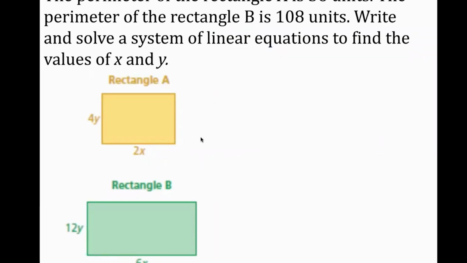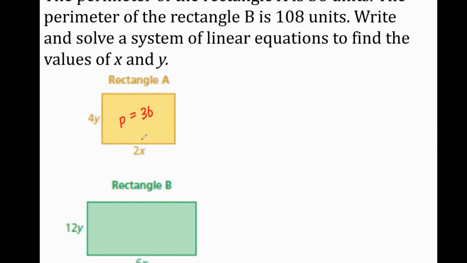Here we have another problem. We have that the perimeter of rectangle A is 36 units. The perimeter of rectangle B is 108 units. We're going to write and solve a system of linear equations to find the values of x and y. So we know that rectangle A has a perimeter of 36 units. So I'll just go ahead and indicate that there.